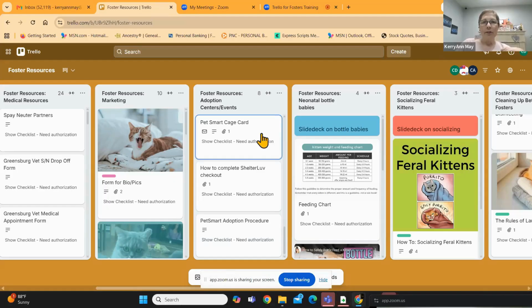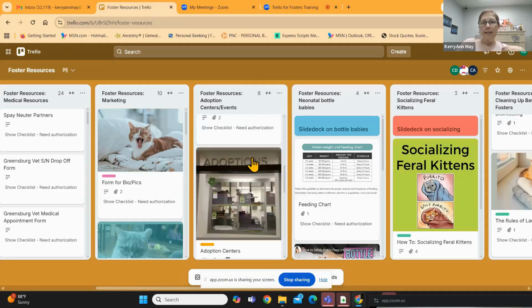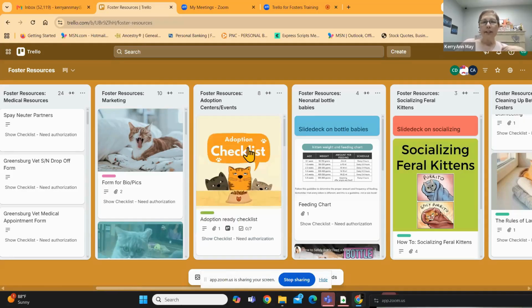Lynn has gotten that all squared away for us, and that's wonderful. So we don't have to do the cage cards in store. We can do them ahead of time. And then, okay, so let's go to the very top. Okay, so there's the checklist.